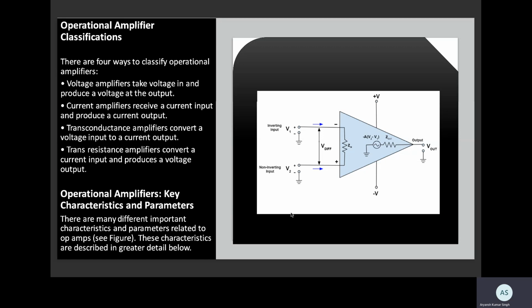Moving on, operational amplifier classifications. There are four ways to classify operational amplifiers. First, voltage amplifiers take voltage in and produce a voltage at the output. Second, current amplifiers receive a current input and produce a current output. Third, transconductance amplifiers convert a voltage input to a current output. Fourth, and the last, transresistance amplifiers convert a current input and produce a voltage output.